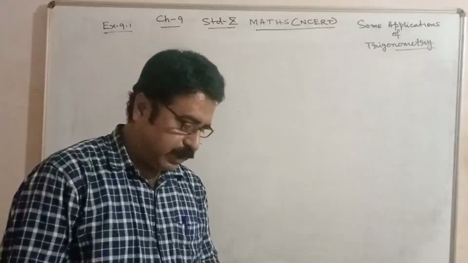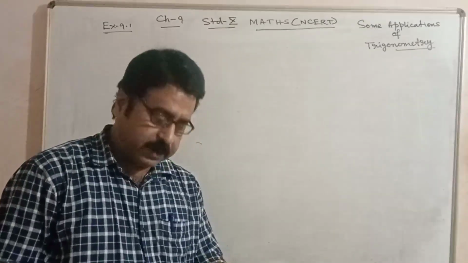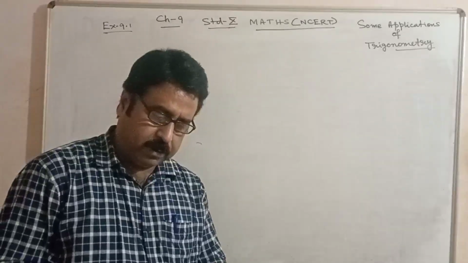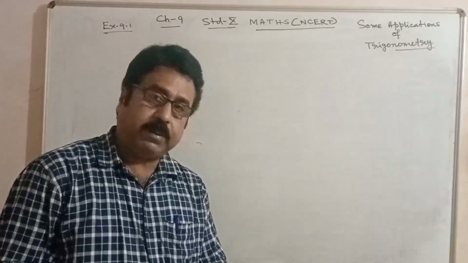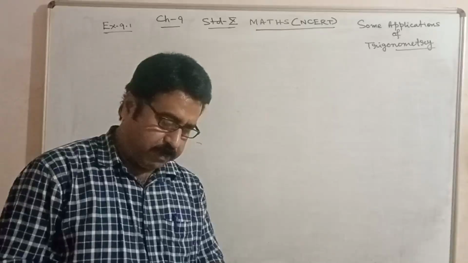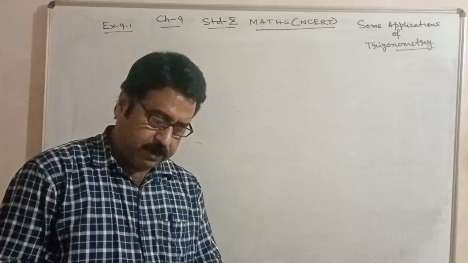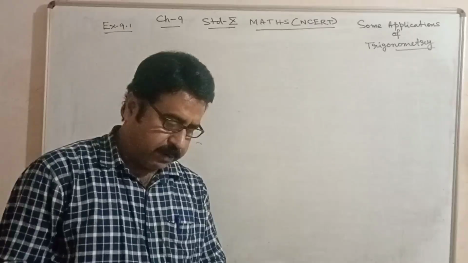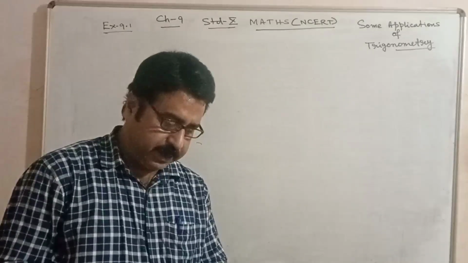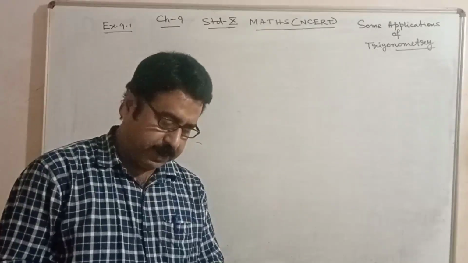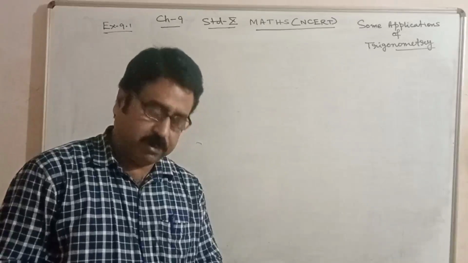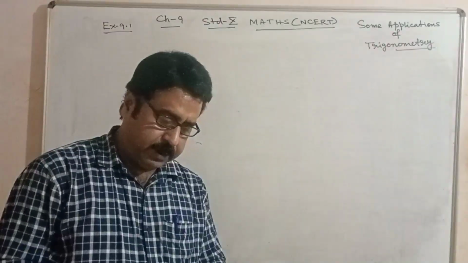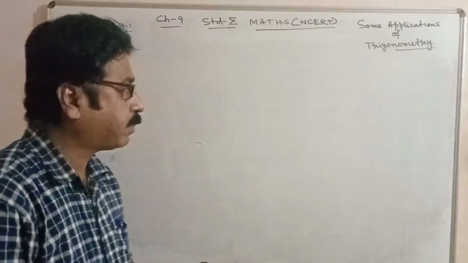Next, question number 10. Two poles of equal heights are standing opposite each other on either side of the road, which is 80 meter wide. From a point between them on the road, the angles of elevation of the top of the poles are 60 degree and 30 degree respectively. Find the height of the poles and the distance of the point from the poles.